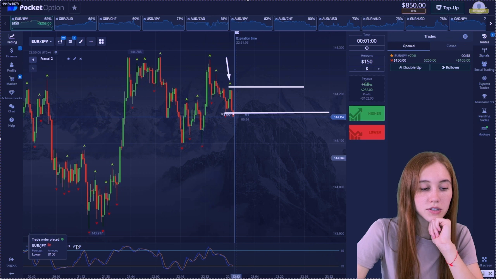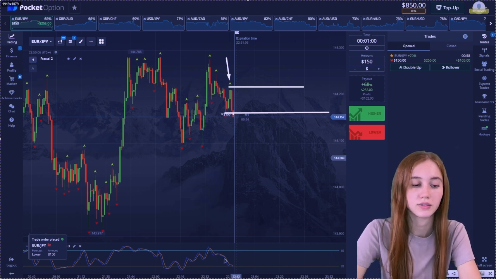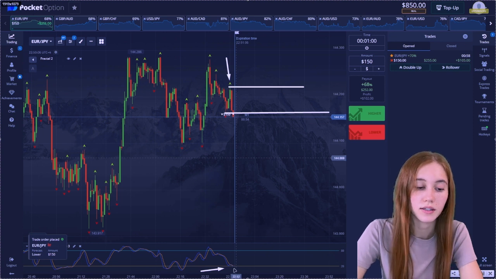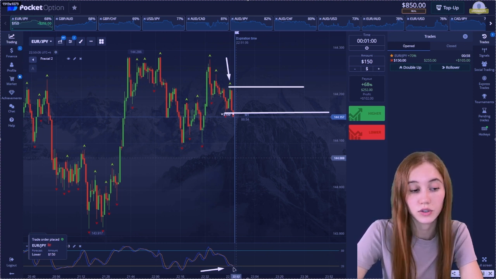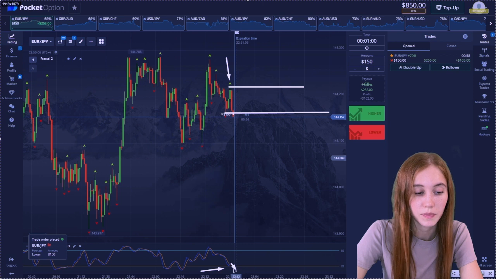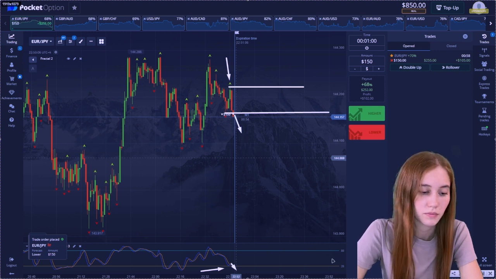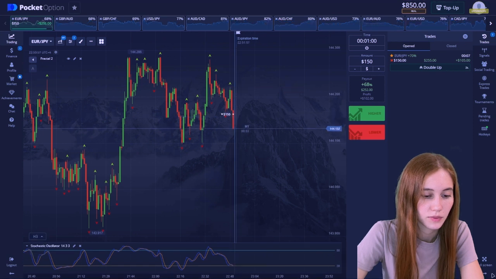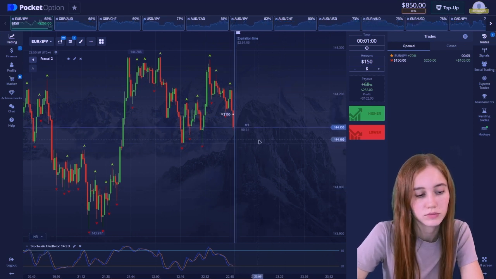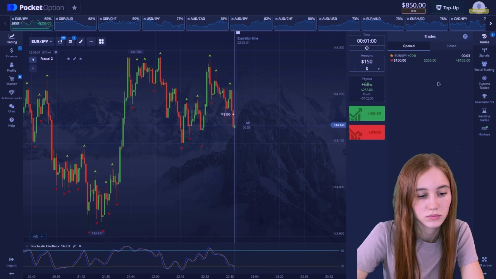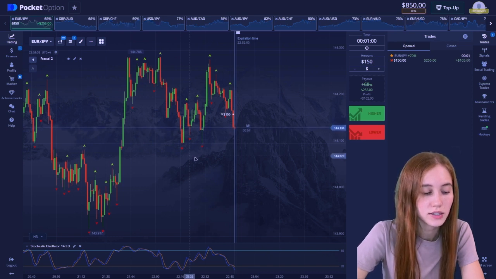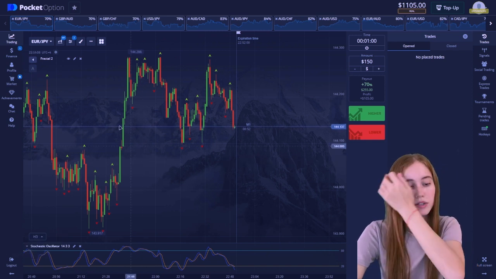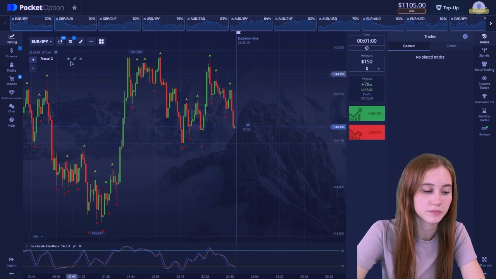What we see from this oscillator is that we're staying around 20. We also have the blue and red lines directed downwards. This means that the trend is falling and breaking the 20 line. Let's see what we get. We open down. Yeah, two seconds and a plus deal, profit is $105. Let's move on to the next pair.